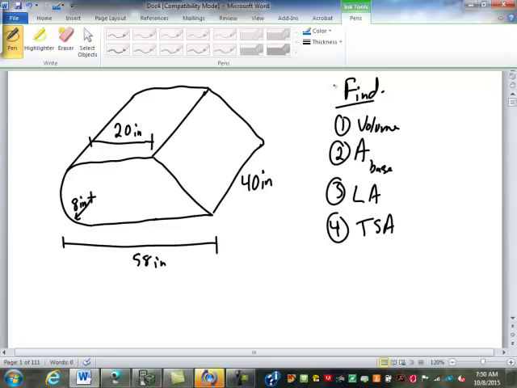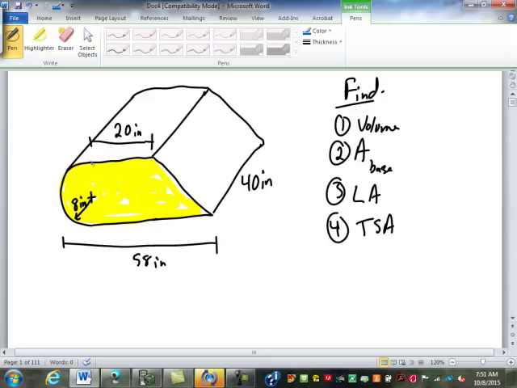Finding the volume, area of the base, lateral area, total surface area. The first step is probably going to be area of the base. The base of this is this shape right here, because that is the shape, as we've mentioned before, that we could grab and pull through the whole shape. So that's our base.